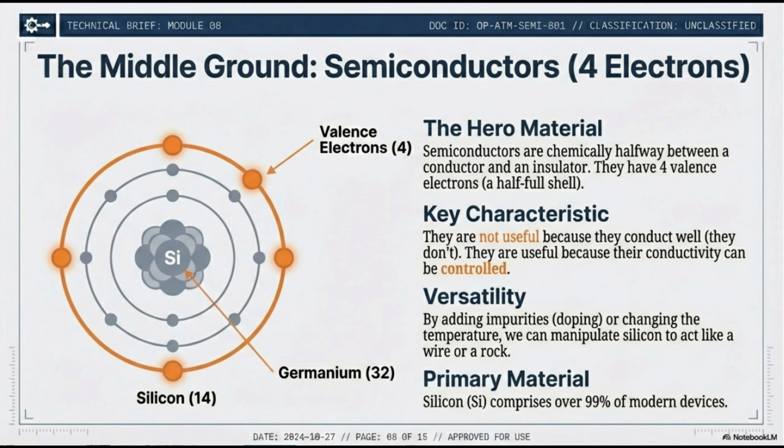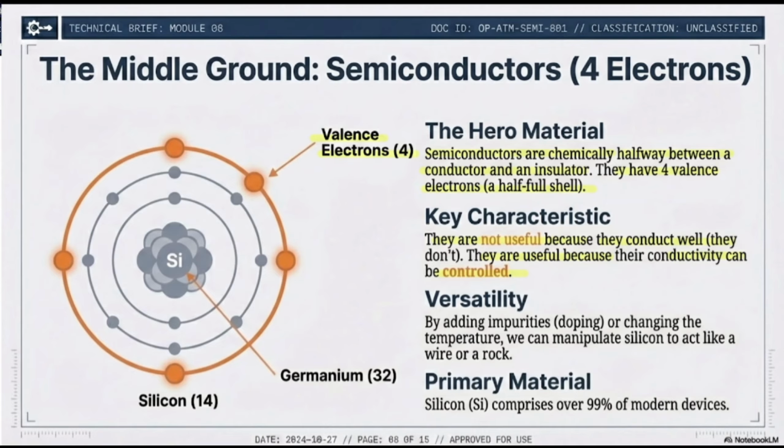It means that somehow we can change the number of electrons at the outer shell, and we can consider them as conductive, or we can do another thing and consider them as an insulator. So versatile: by adding impurities, which we will call doping in the future, or by changing the temperature, we can manipulate the silicon to act like a wire or a rock. That is the beautiful part of semiconductors that is going to shape electronics.